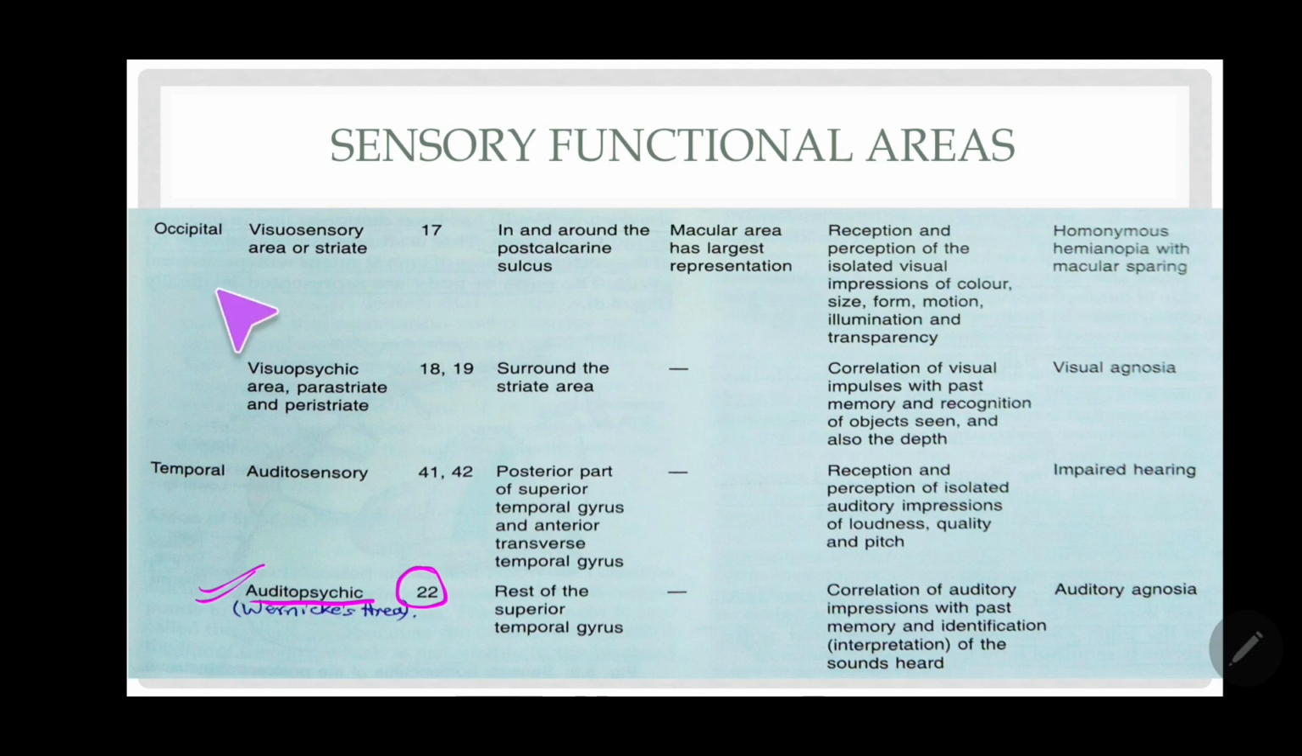Representation, although in the primary visual area they have written that the macular area has the largest representation and it is placed more posteriorly, and in the case of the auditory area, I told you that anterolaterally it is low pitch sound and posteromedially it is high pitch sounds that are perceived. Okay, and lesions of course will lead to agnosia, which is loss of identity, loss of interpretation, loss of recognizing the visual impulses which we already have known in our past life.